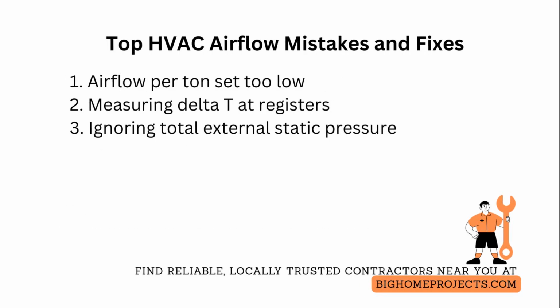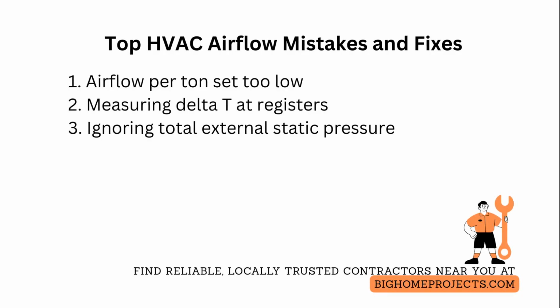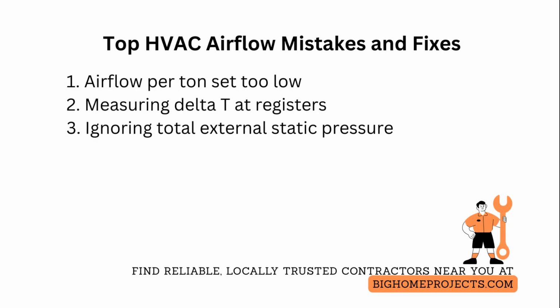One of the most common heating, ventilation, and air conditioning airflow mistakes is setting cubic feet per minute per ton too low in humid climates, thinking it improves dehumidification, which causes coil icing, high superheat, and poor energy efficiency. Fix it by starting near 375 to 390 cubic feet per minute per ton, verifying sensible heat ratio, and adding a reheat or enhanced dehumidification mode rather than starving airflow.